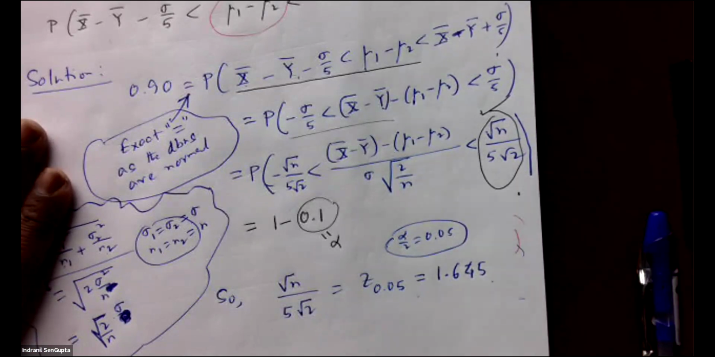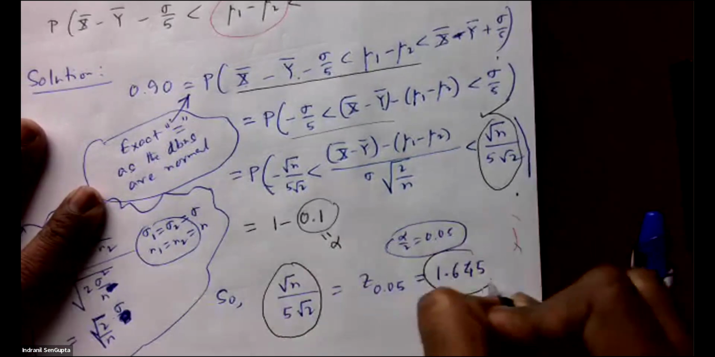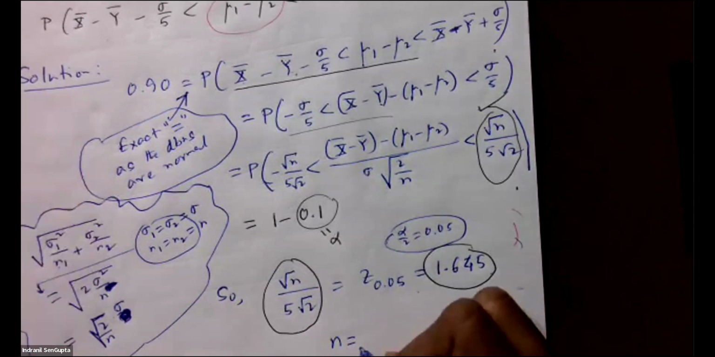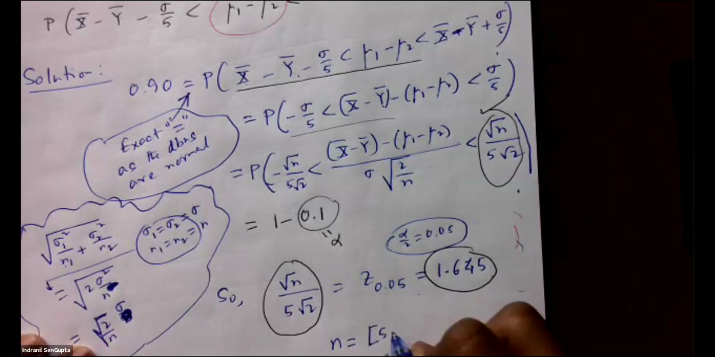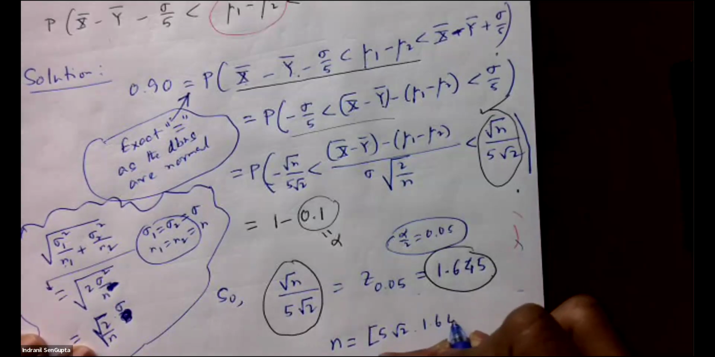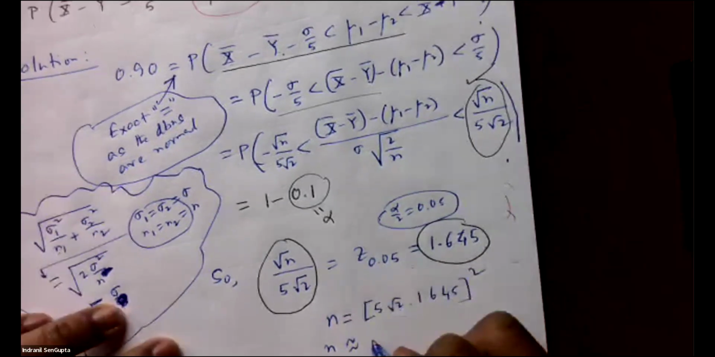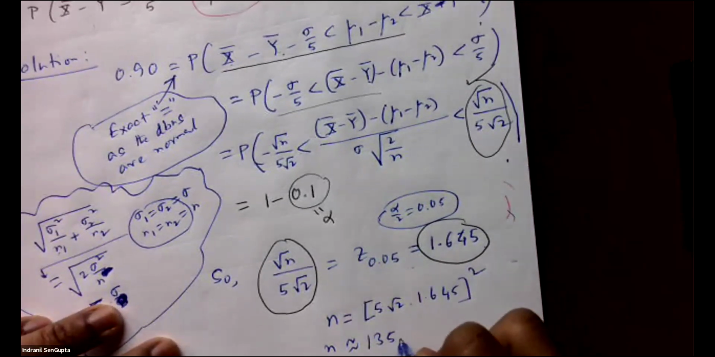Okay. So I have a nice equation. I have this equal to this. If I compute n from here, n is equal to 5 square root of 2 times 1.645, and then squared. So n is approximately equal to 135.30.